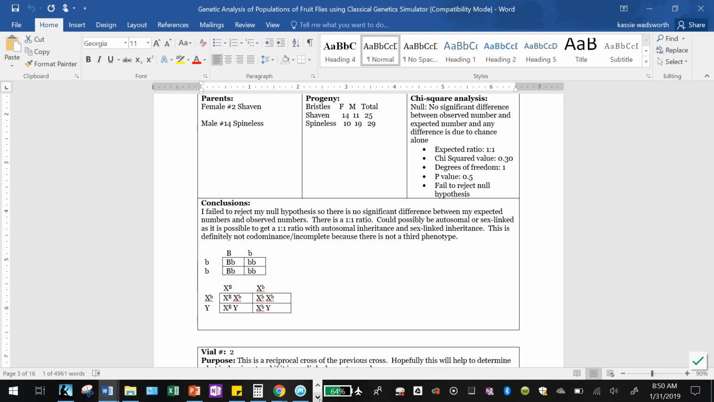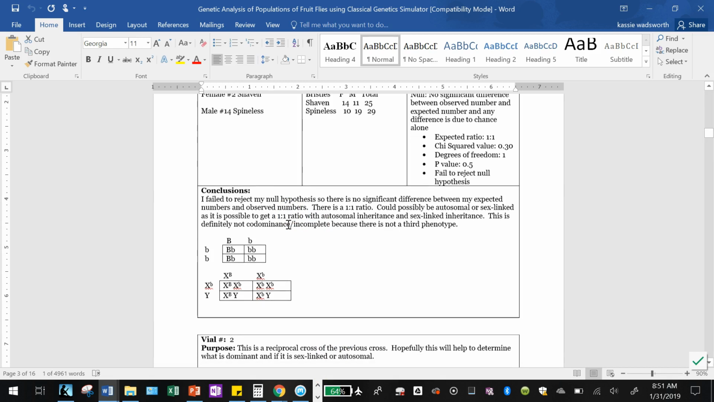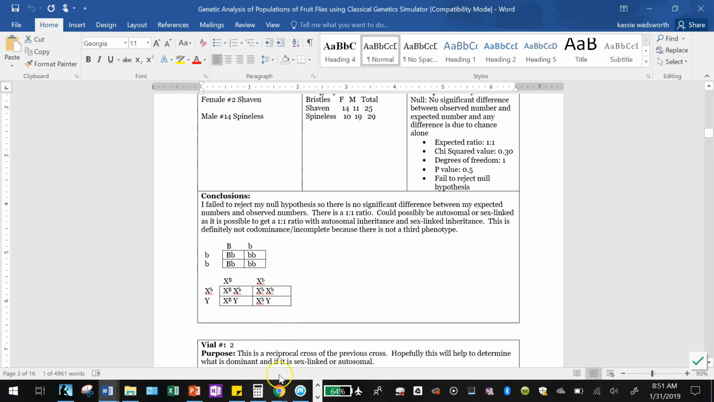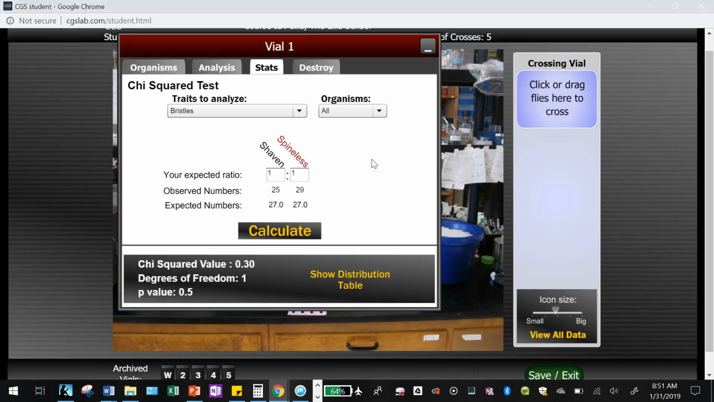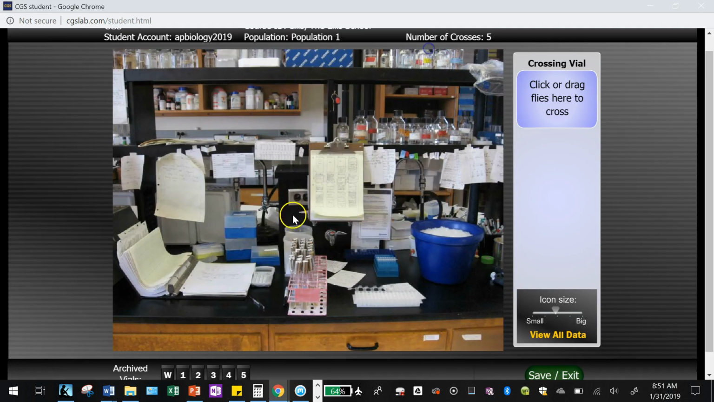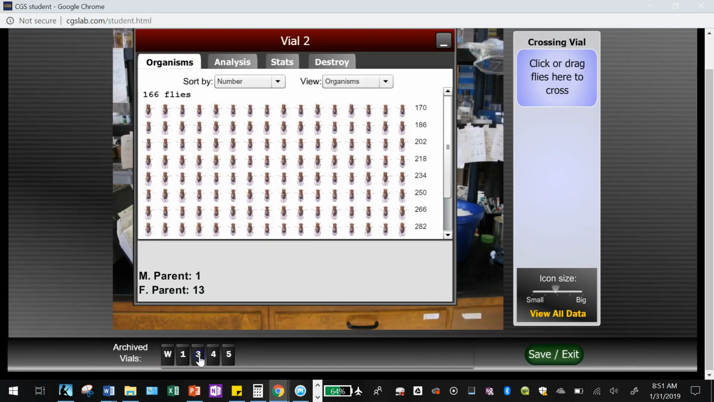I can tell this is definitely not codominance and incomplete dominance because there is not a third phenotype. I can't say at this point, though, what actually is dominant. So if I did another cross, if I go back, this doesn't give me a ton of information. It's some good starting information, but not a lot. I did an additional cross.